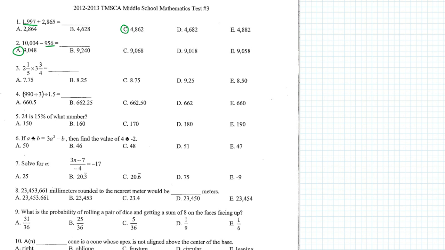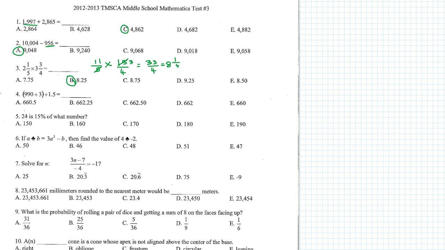Question 3. What is 2 1/5 times 3 3/4? So 2 1/5 is 11 over 5. So this is 11 over 5 multiplied by 3 3/4, which is 15 over 4. So we can cancel 5 and 15, so we'll get 3 over here. So this is 33 divided by 4. So this is 8.25 because this will give us 8 1/4.